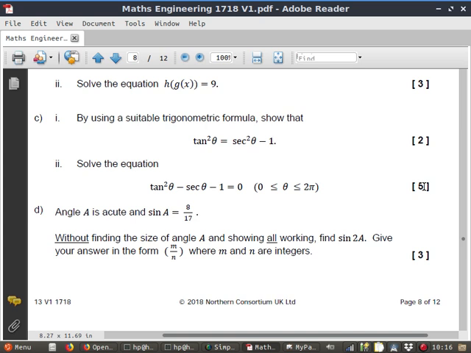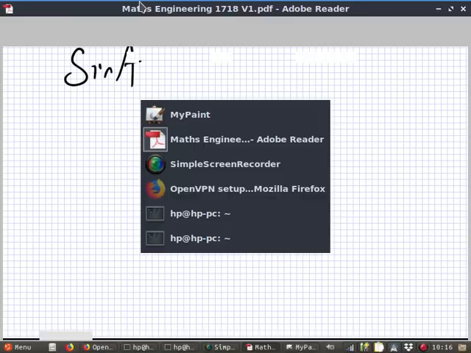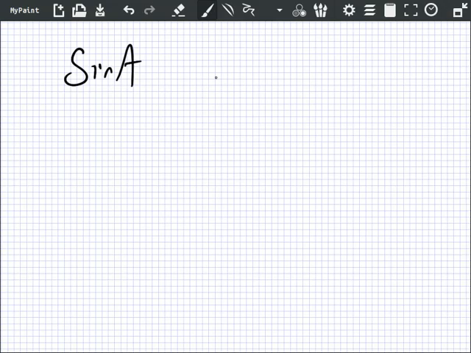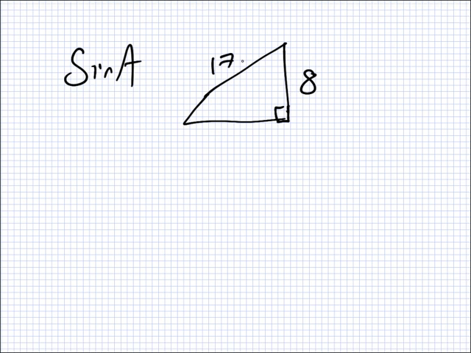Okay, oh, there's a last part. Find sine 2A. We have sine A. So sine A is 8 over 17. Yeah? That's 8. That's 17. What's that? 15, is it? 15. Yeah. Yes.